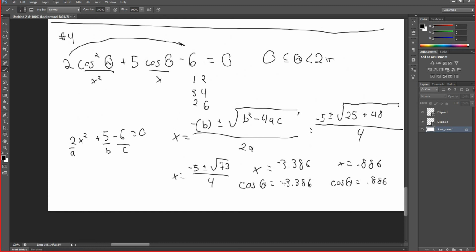So can I have cosine of theta equal to -3.386? Is -3.386 in my range? No. So this answer here is not actually a real solution. So this does not matter. So the only thing I need to do is now solve for cosine inverse of 0.886. So I'm going to do theta is equal to cosine inverse of 0.886.